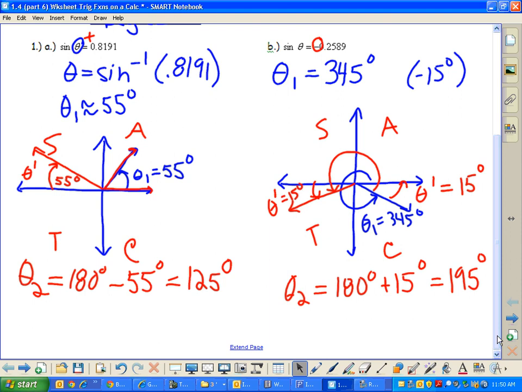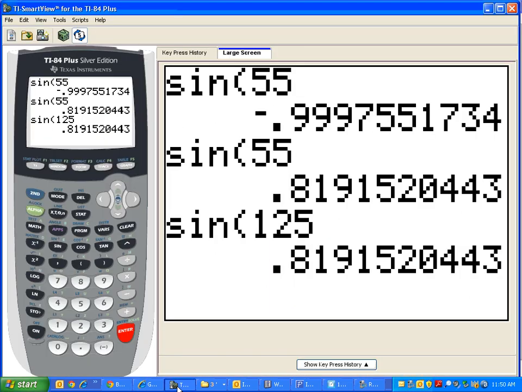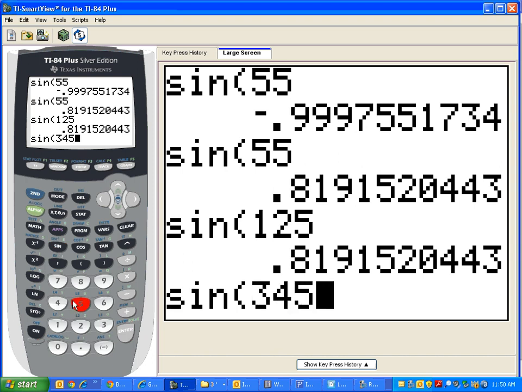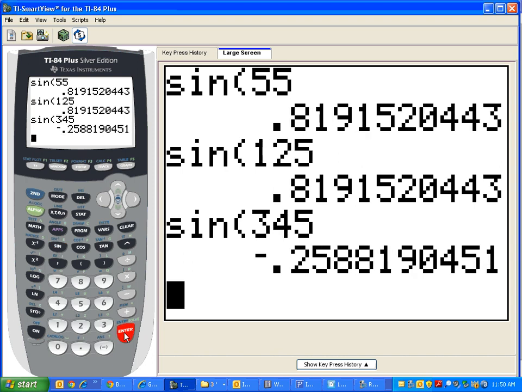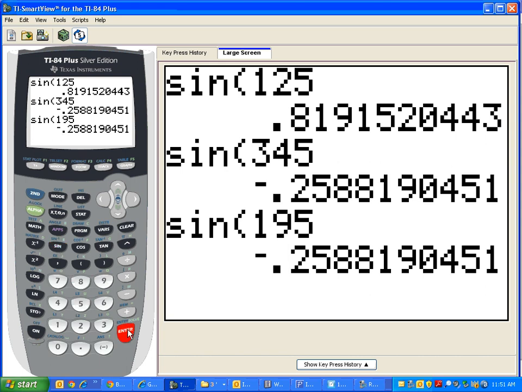Just to show you that this is true, you could throw it in your calculator. So the sine of 345 in degree mode, and then the sine of 195 should give you those answers. So it works out. Questions about that? Yes.